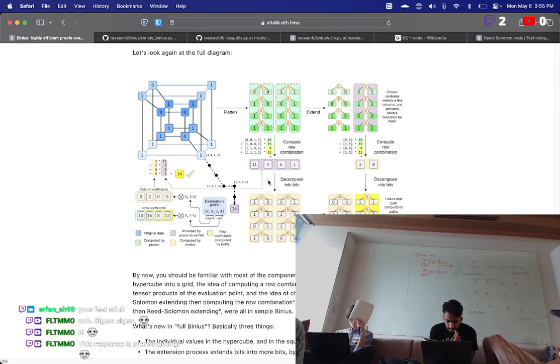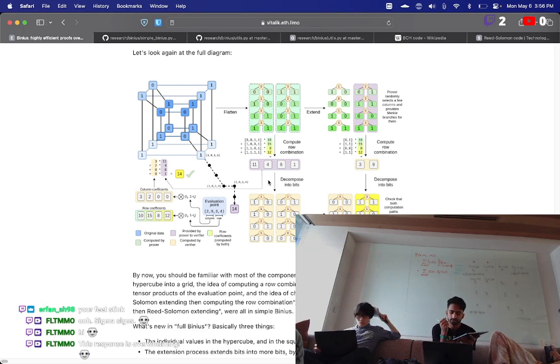But how did he get 11, 4, 6, and 1? Mod 16? No. It's mod 24, which is kind of random. No, it's binary field stuff. Oh boy.